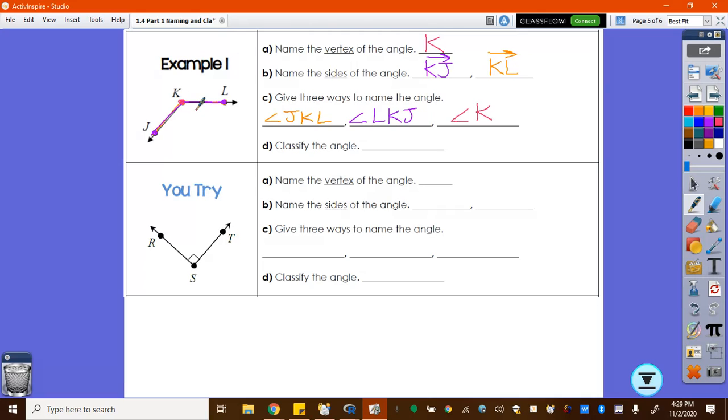Let's classify the angle. This angle looks like it is greater than 90 degrees, so that means it must be obtuse. Now you try.